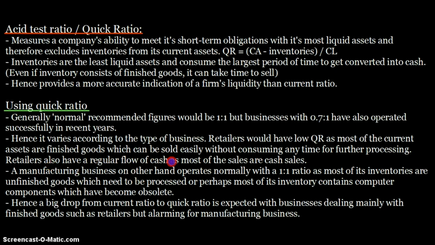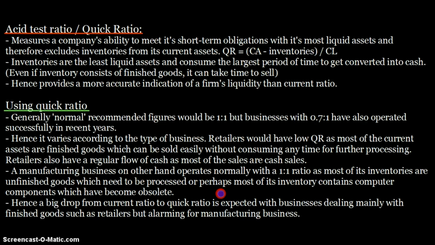Retailers also have a regular flow of cash, as most of the sales are cash sales. So unlike manufacturing businesses, retailers generally have cash sales, so they can operate with low quick ratios as well, because most of their cash comes from inventories which they sell pretty easily. A manufacturing business, on the other hand, operates normally with a 1:1 ratio, as most of its inventories are unfinished goods which need to be processed, or perhaps most of its inventory contains computer components which have become obsolete.